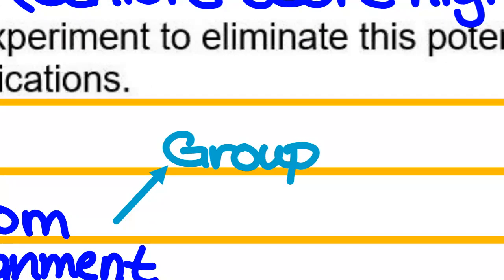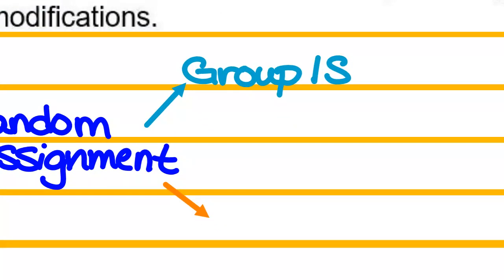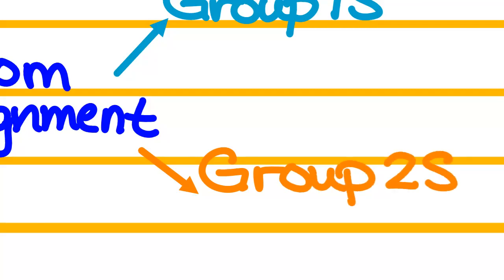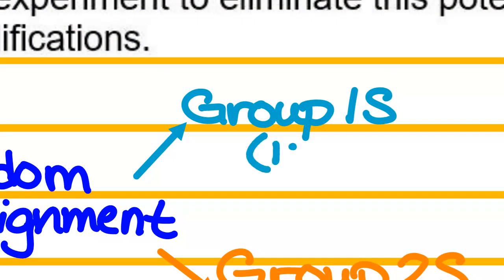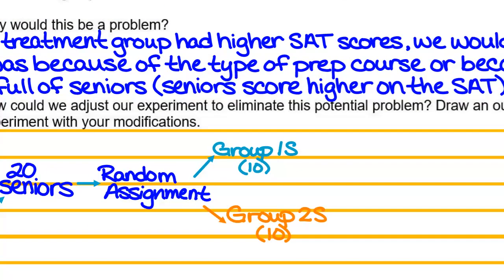Are you okay if I call this one group 1S for senior? And I can call the other one group 2S. Group 2S, we want 10 in group 2S and 10 in group 1S. I could use A instead of S. Just remember that that's not a letter, it's not is, and it's not a 5. When I write really messy, my S's and my 5s look disturbingly similar.